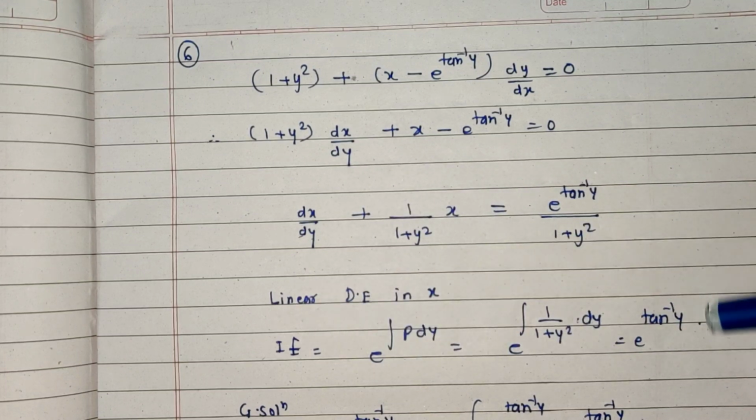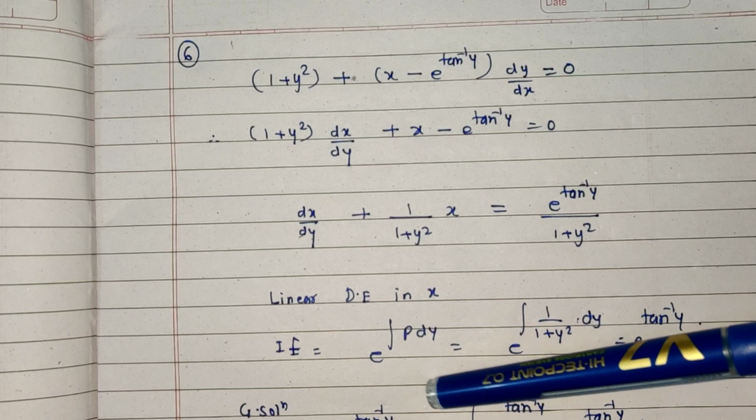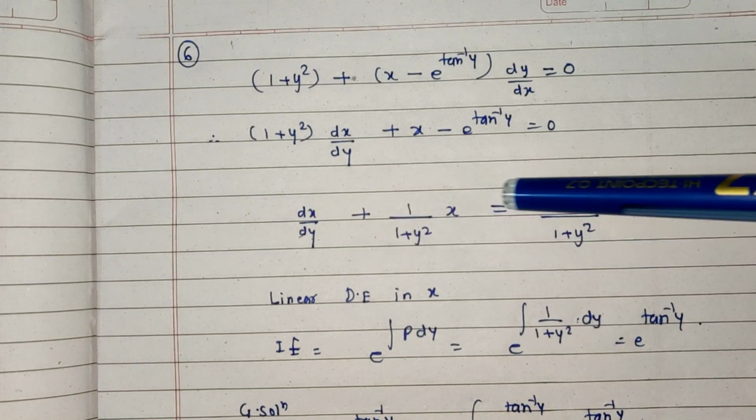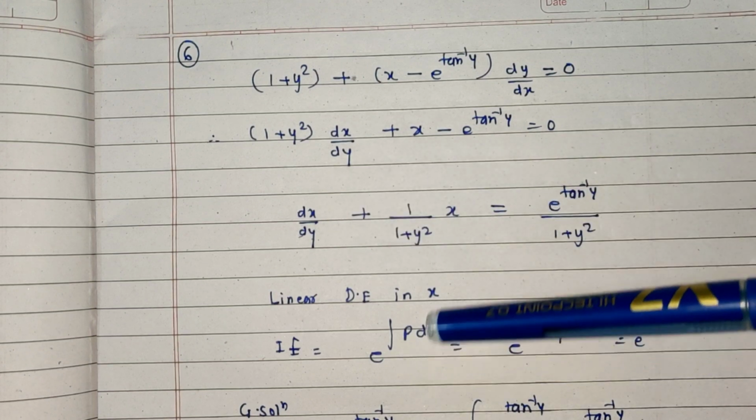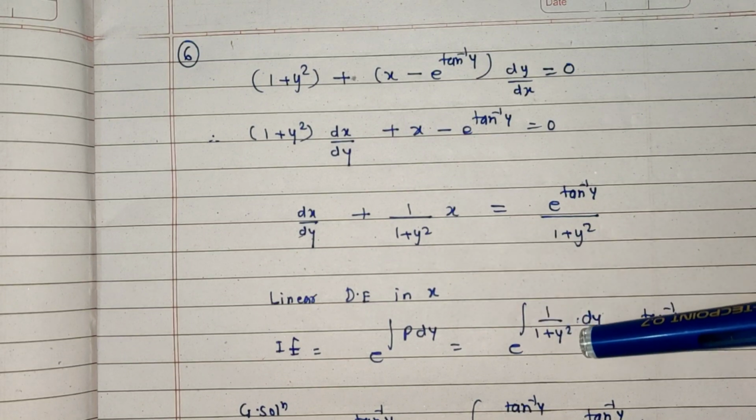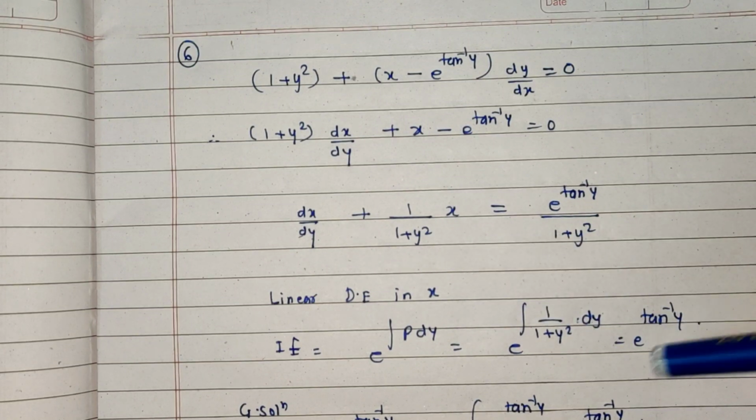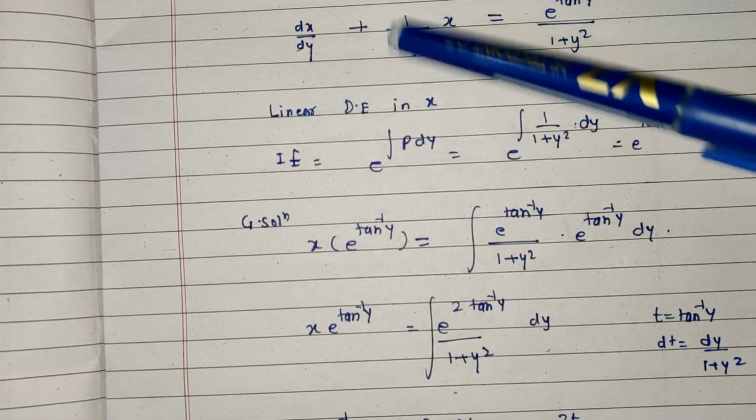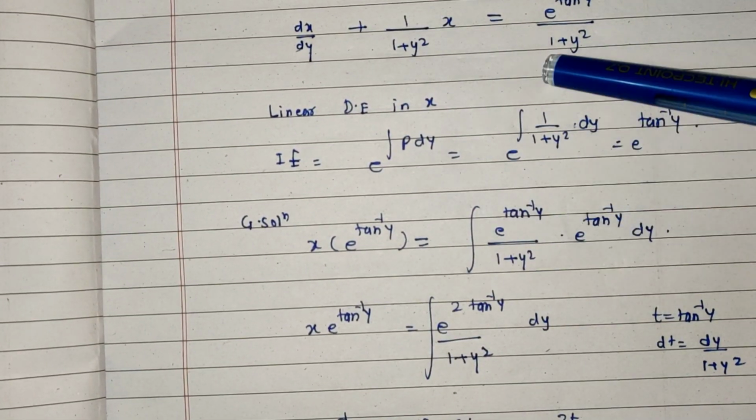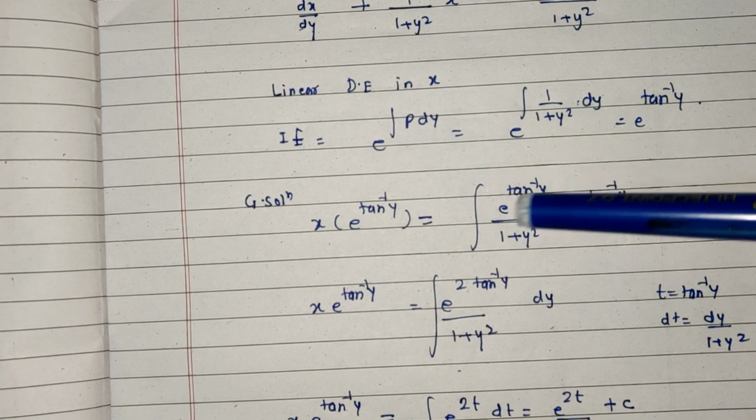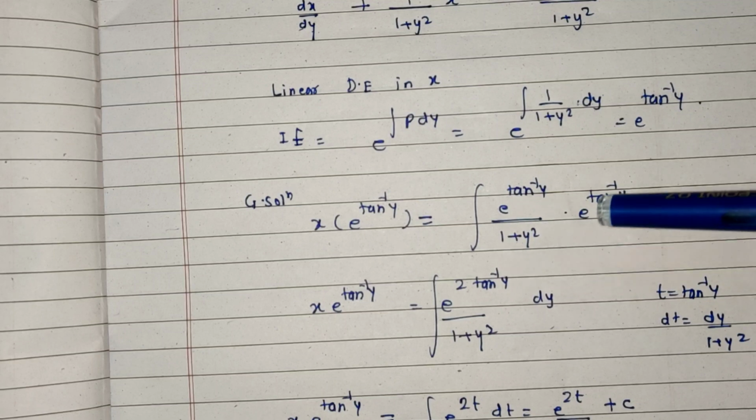So linear differential equation in x, so we find integrating factor, which is e raised to power integral p dy. It is differential equation in x, so p dy. So p is 1 upon 1 plus y square, integral of which is tan inverse of y, that is integrating factor. So general solution is given by x into integrating factor equals integration of this e raised to power tan inverse y upon 1 plus y square, and this e raised to power tan inverse y again.